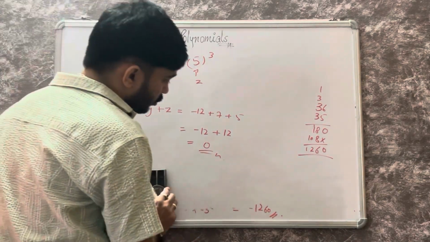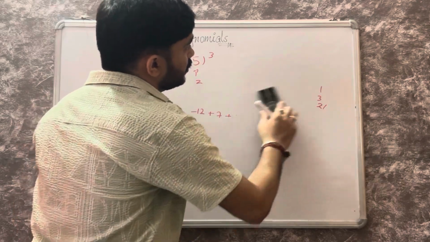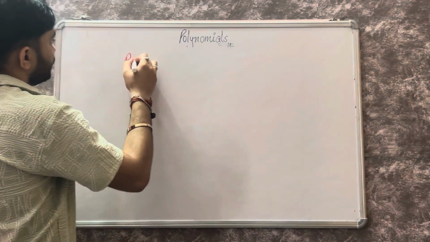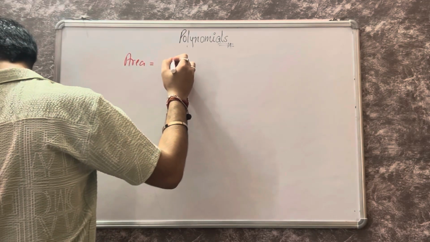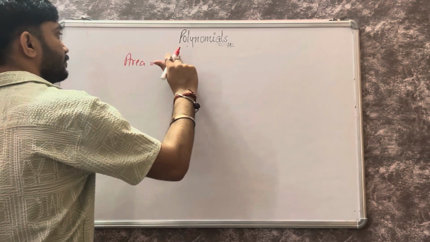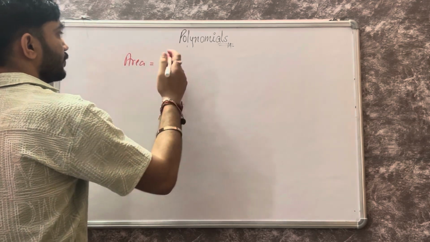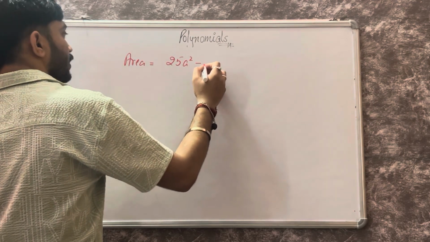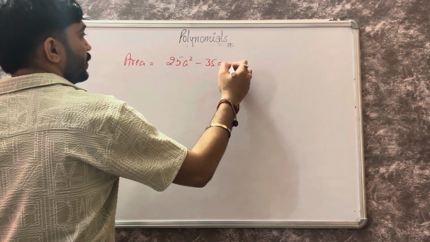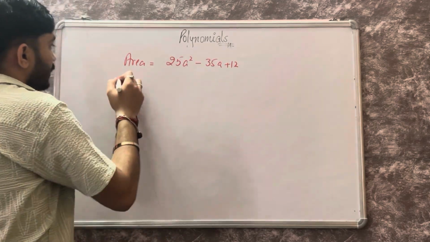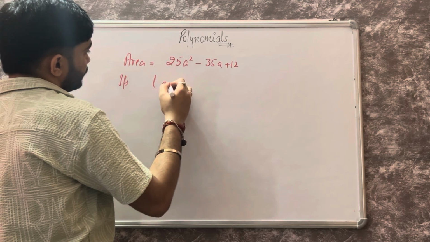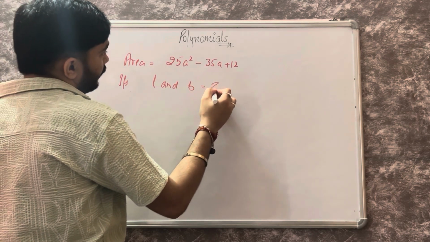Moving forward to question number 15 of your exercise 2.4, the question is, if you have given the area equal to 25a square minus 35a plus 12, you have to find its length and breadth. How are we going to do so?